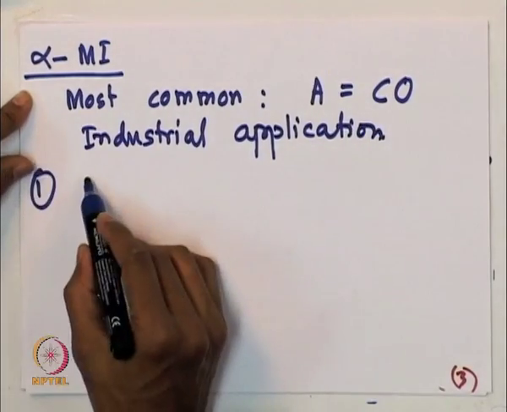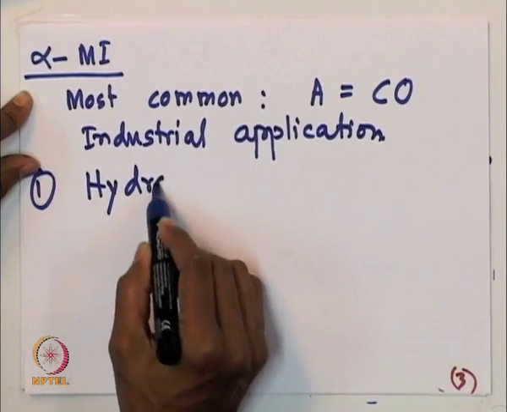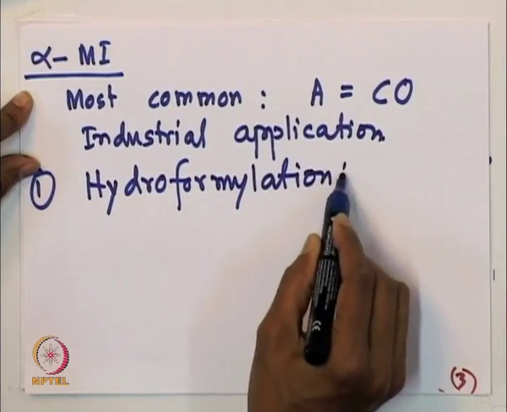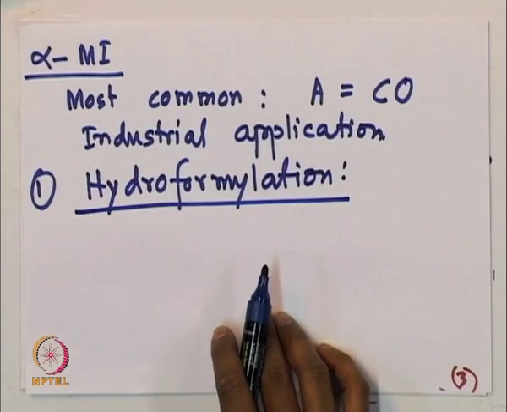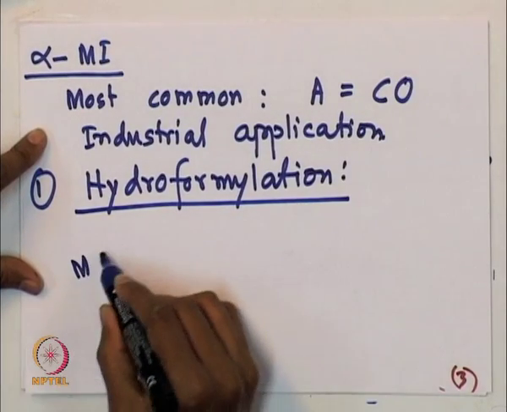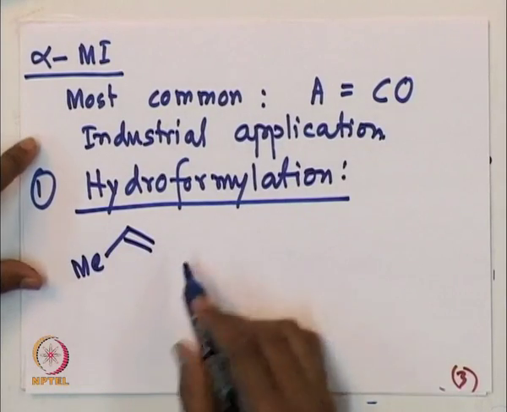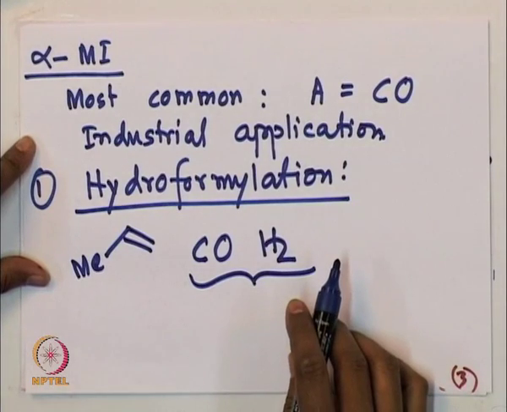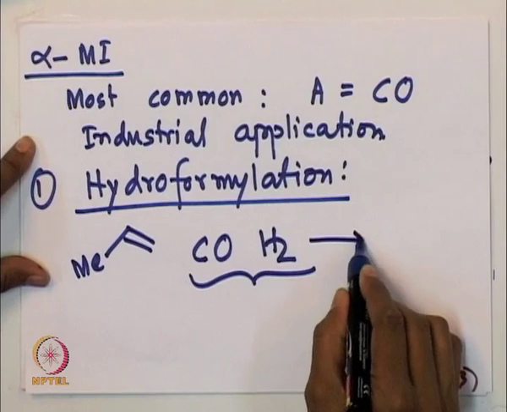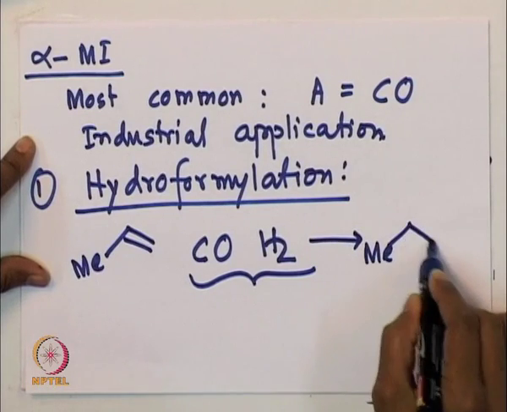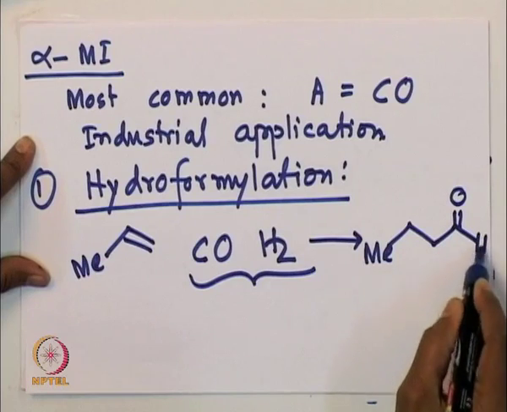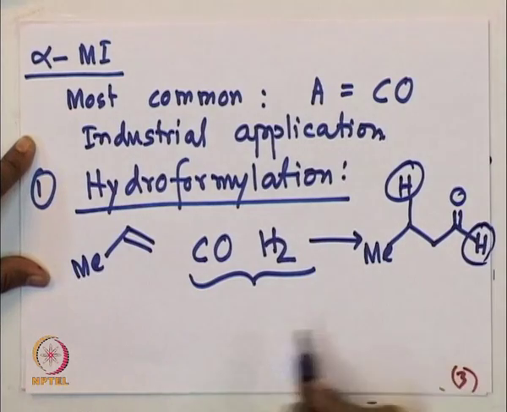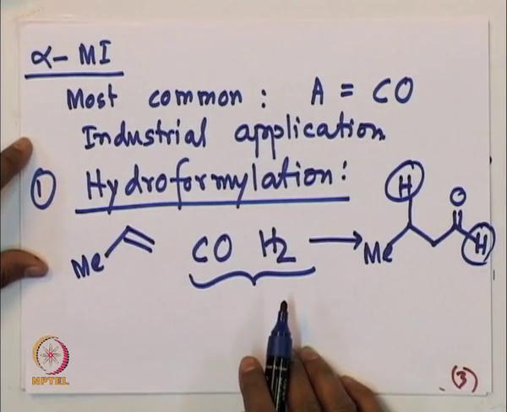One of the most famous reactions in this case is the hydroformylation reaction. I am sure you have heard of it, you have studied about it before. What is the hydroformylation reaction? You have an olefin, CO and hydrogen. Carbon monoxide and hydrogen together, usually you form a linear aldehyde in these cases, where you have 2 hydrogen, 1 CO into the olefin.